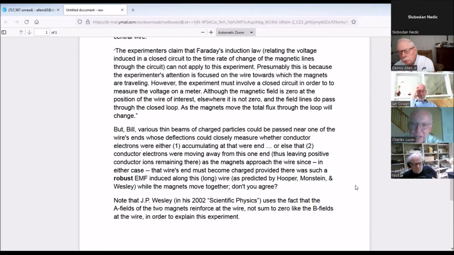If the theory that I have is incomplete, it's because one or more of the experimental force laws that have been measured in electrodynamics is incomplete or false. Yes, yes. My point here is that Wesley claims that Faraday's law of induction is incomplete and only applies to closed circuits, based on this experiment. Uh-huh. You know, he knew Monstein.